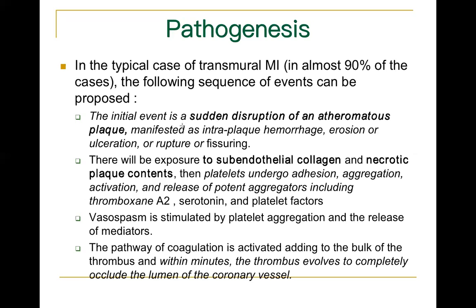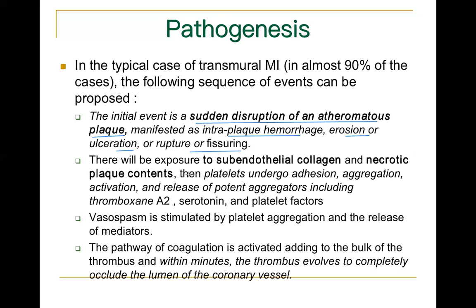Now what happens? There is sudden disruption of an atheromatous plaque, meaning it has ruptured, and it will manifest as intraplaque hemorrhage, erosion, or ulceration, or even fissuring. So these all are called rupture of atheromatous plaque. Now you have studied the thrombosis chapter in basic pathology. This is a part of our endothelium. If endothelium is injured, there is high chance of thrombus formation. The same thing happens here.